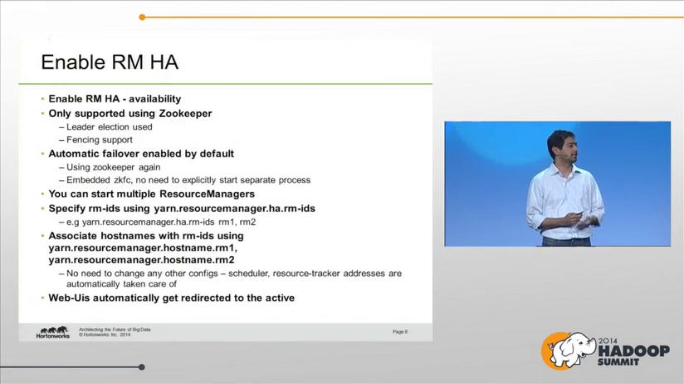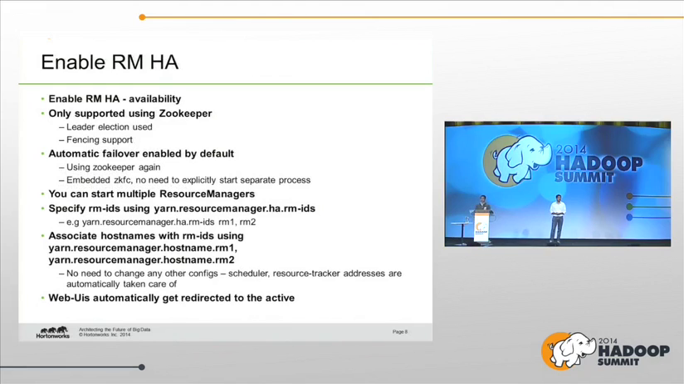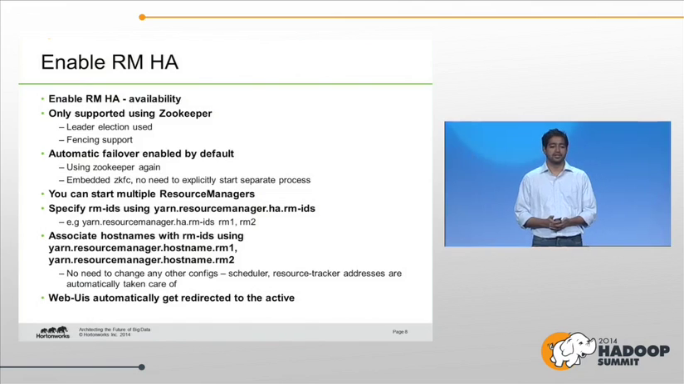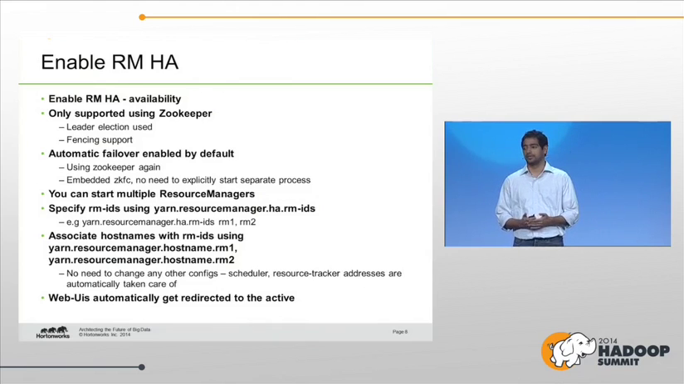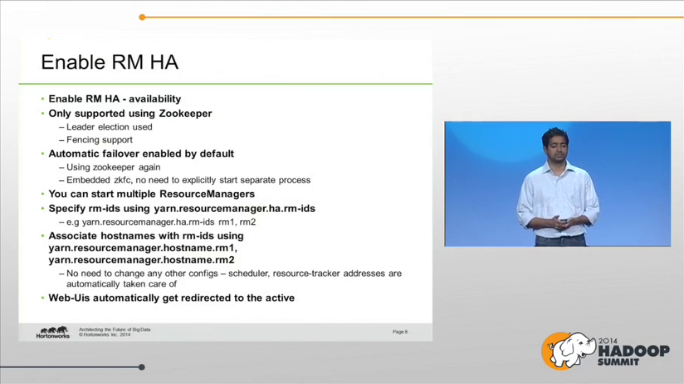RM HA is a relatively new feature. There was a talk yesterday by Xuan and Karthik about it. We highly recommend you enable it. Overall availability of the RM improves tremendously. It's only supported using Zookeeper, so you must set up a Zookeeper cluster. We use Zookeeper for leader election as well as for fencing support to control writes to the common store. Automatic failover is enabled by default, and it uses Zookeeper for that. There's an embedded ZKFC, so unlike the name node, you don't need to start a separate process to take care of this. It'll just take care of it automatically.